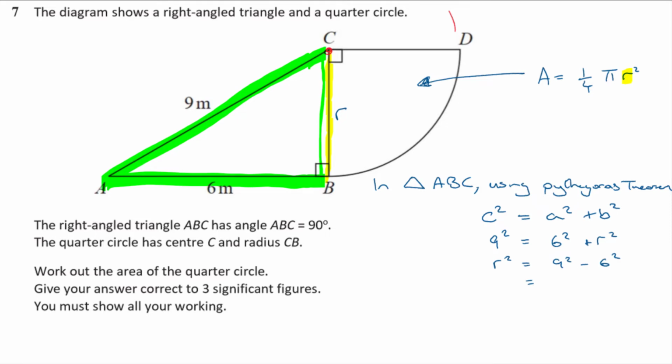Okay, what is 9 squared? It's 81. What is 6 squared? It is 36. What is 81 take away 36? So r squared is 45.